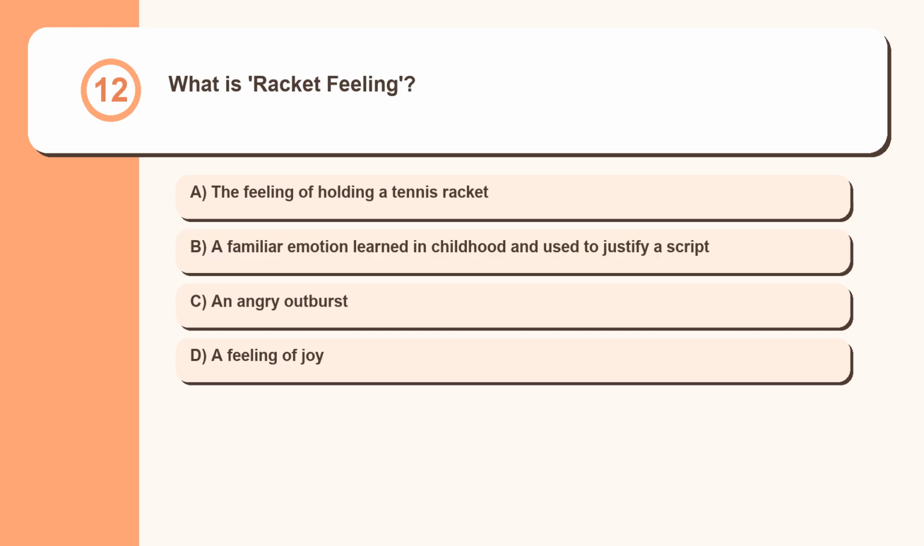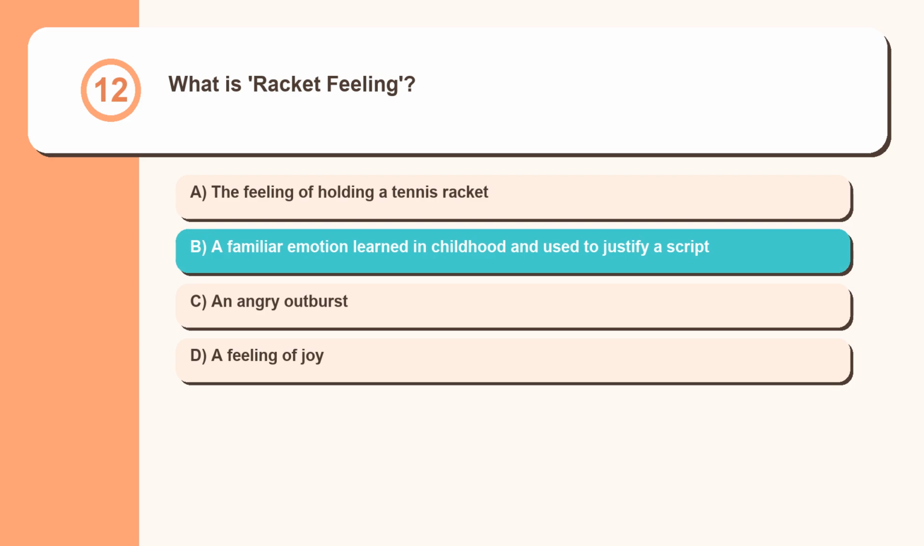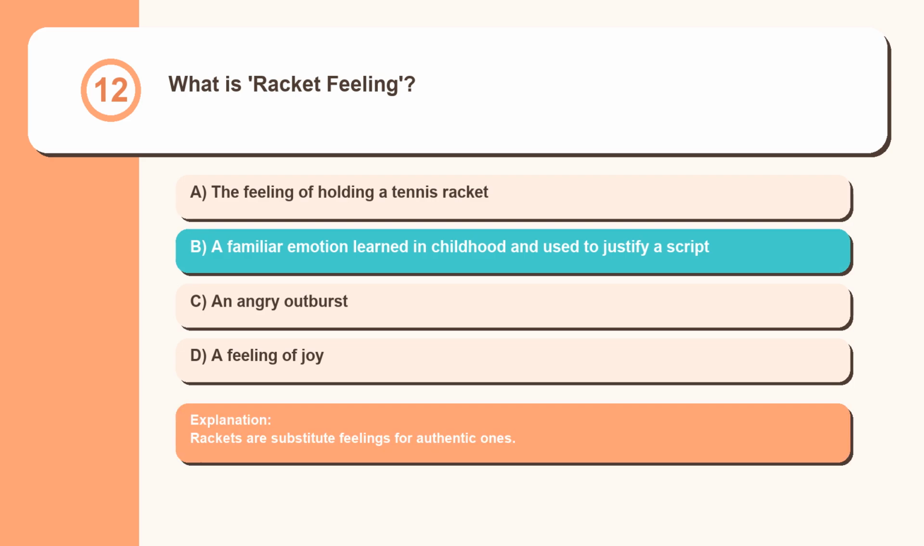Question 12. What is a racket feeling? The feeling of holding a tennis racket. A familiar emotion learned in childhood and used to justify a script. An angry outburst. A feeling of joy. Rackets are substitute feelings for authentic ones.